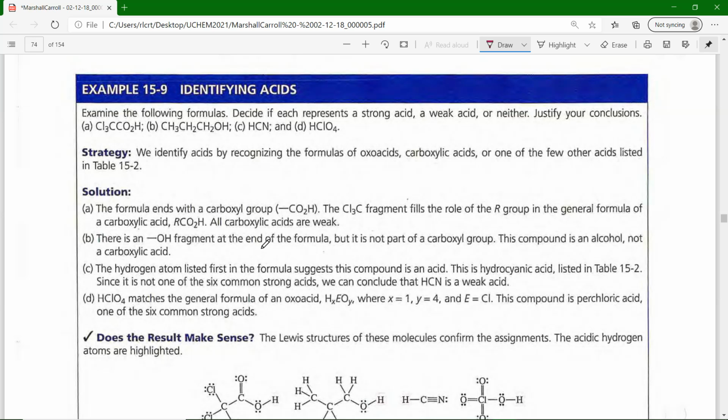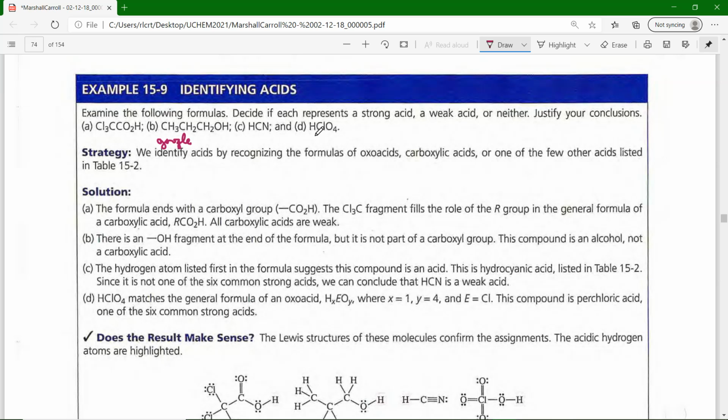B says it's not part of a carboxyl group. This compound is an alcohol, not a carboxylic acid. But we could argue about that. When we talk about this in class, let's do a bit of Googling, because I think we can still talk about that as being an acid. Even though, yes, it is classified in organic chemistry as an alcohol, I think to some extent you could still get that proton transfer. So we'll talk about that together. I don't want to pause and start mucking around now with that one.